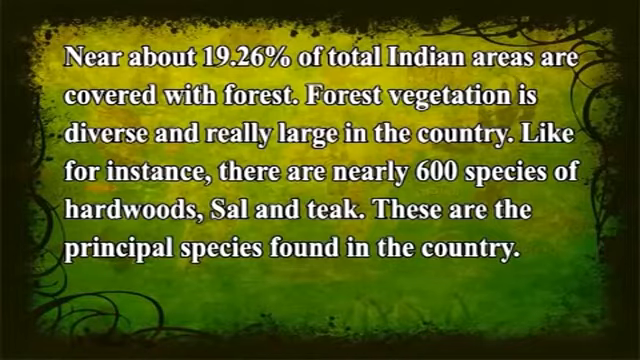Indian forests perform an important role in making a healthy environment, and they reduce air pollution. Nearly 19.26% of the total area of India is covered with forest. Forest vegetation is diverse and really large in the country. For instance, there are nearly 600 species of hardwoods, sal and teak. These are the principal species found in the country.